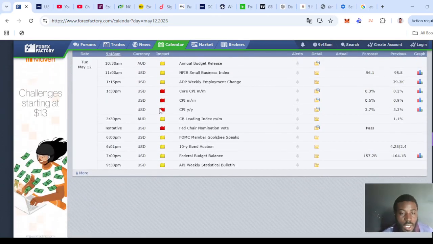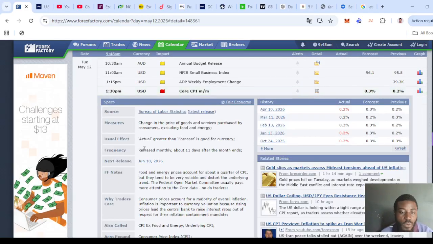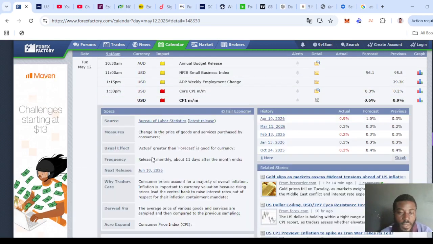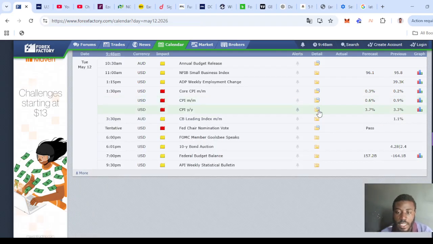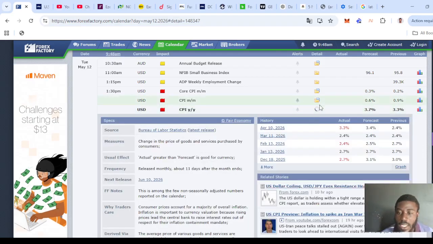USD. This is USD, and there is CPI, which is inflation. There is news on inflation today. Let's see the effects of the news. They say actual data that is better than the forecast is good for the currency.